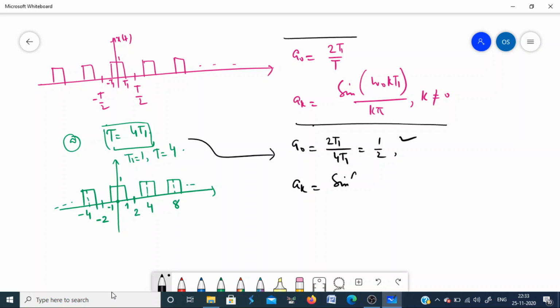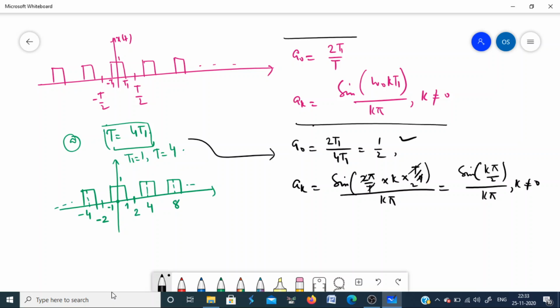It will be sine of omega naught. You can write it as 2 pi by T into k T1. T1 can be written as T by 4 for this case, upon k times pi. So the T and T will get cancelled, 2 and 2 is 4. You will get sine of k pi by 2 upon k pi, for k not equal to 0.